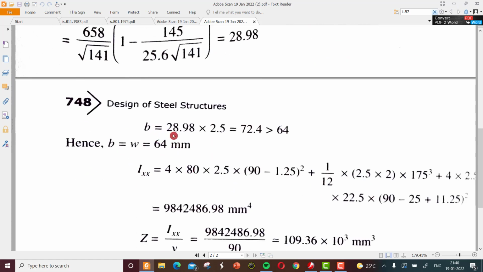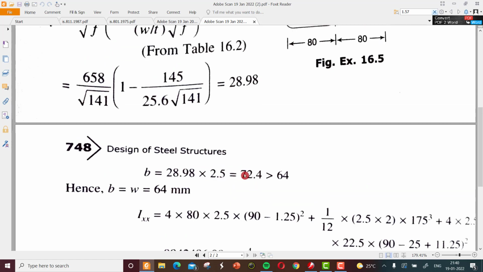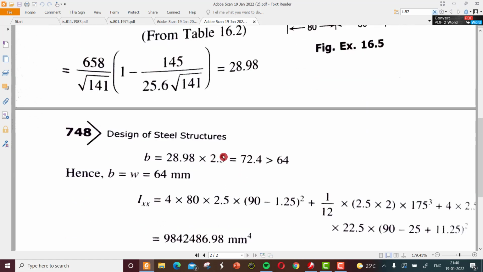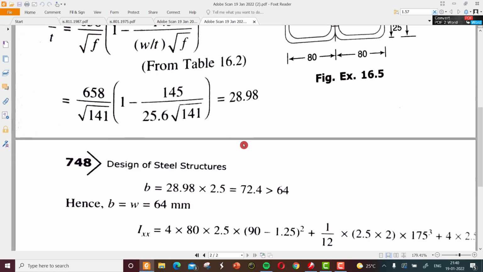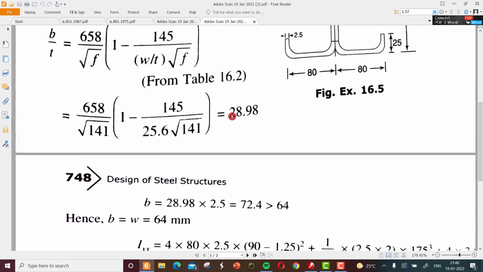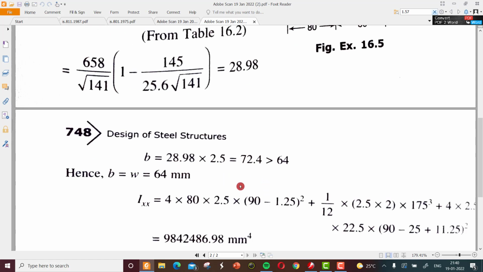Here they have used that thing. B is equal to 28.98 into 2.5, which will give you 72.4, which is greater than 64. So B by T is here 28.98, so B is equal to T into 28.98, 72.4. So don't do these steps directly. We are getting B is equal to W is equal to 64, as we know it is fully effective.